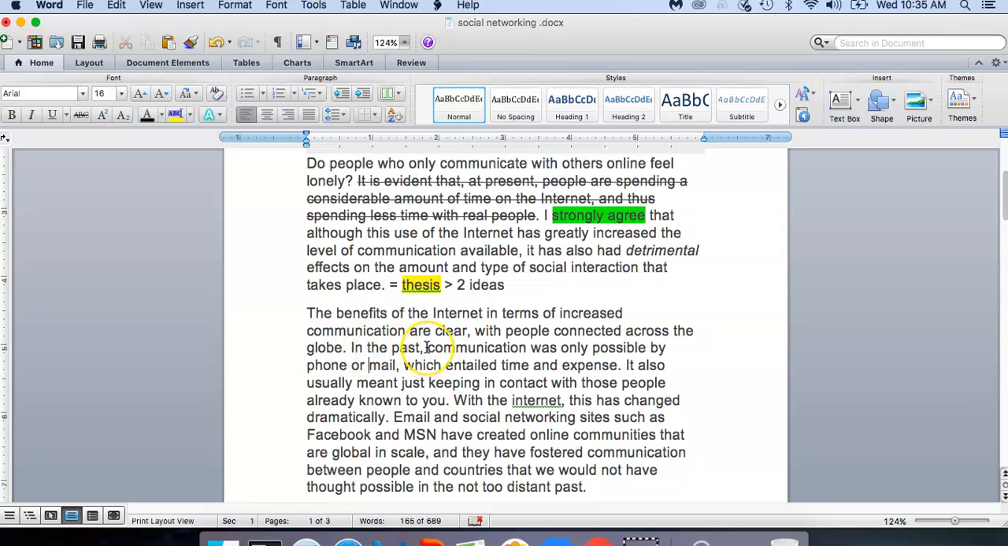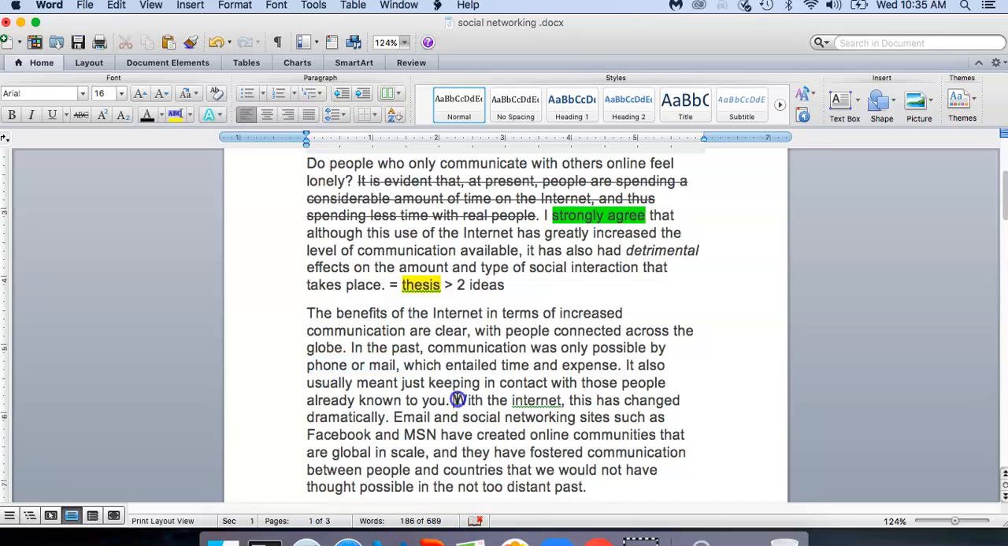So they're saying that before, the communication is only through phone or mail. So that means it can be quite expensive, especially before, like calling someone long distance, you have to pay a lot of money and also time. It also usually meant just keeping in touch with those people you already know. Okay, so I guess this is the negative effects. Okay, but they're not talking about the internet yet. They're only talking about phone or mail, which is the traditional way of communicating with people.